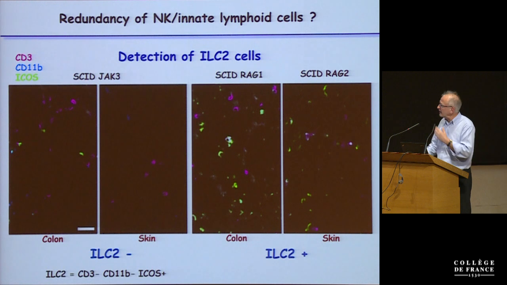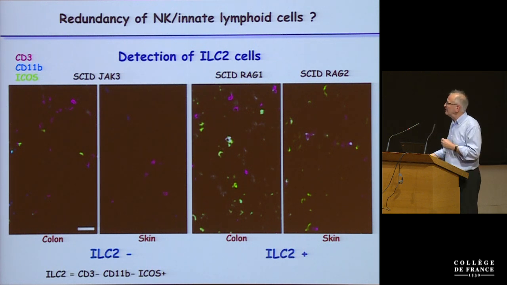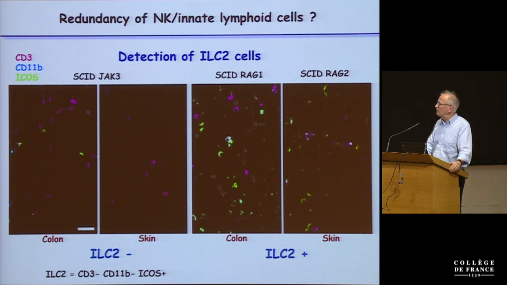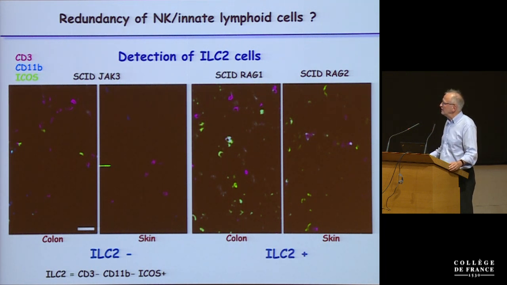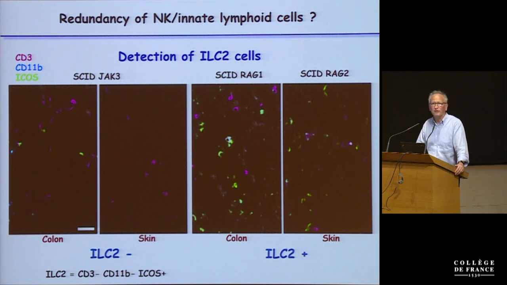And this is another kind of staining for ILC2 cells, since they were not revealed by the previous marker, using the ICOS molecule that is expressed by this ILC subset. You can see on the left-hand side panels, both in the colon and the skin, there are very few green cells, a few in the colon, 0 in the skin, in a patient who was transplanted several years ago for such an immunodeficiency, in contrast to positive controls of other SCID patients who have a number of these ILC2-positive cells in the colon and the skin.